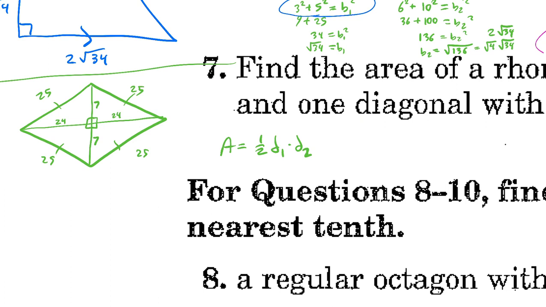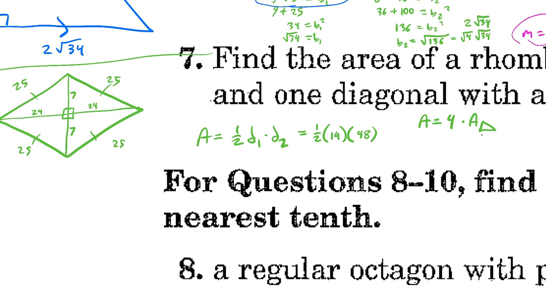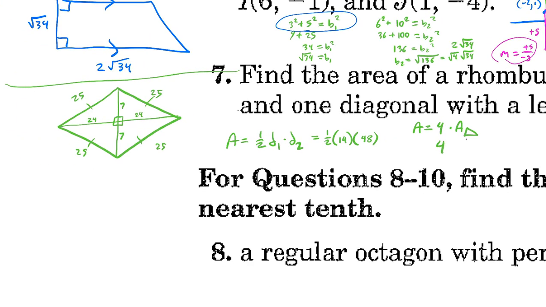That's the direct shortcut to get it. So it's 1/2 of 14 times the other diagonal, 48. That's the direct way to get it. Or you could just do the area equals 4 times the area of a triangle, because all 4 triangles are congruent. So it's 4 times 1/2 times base times height, and you get the exact same value either way.